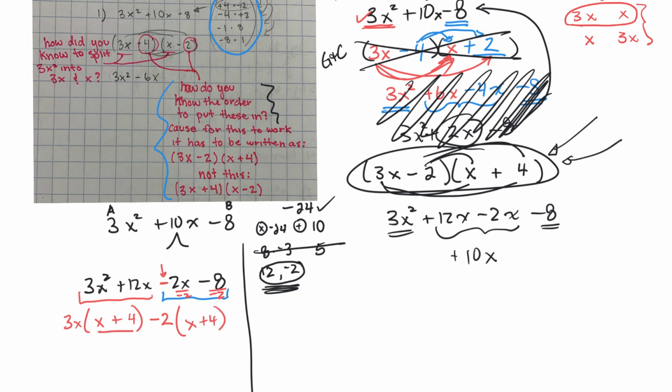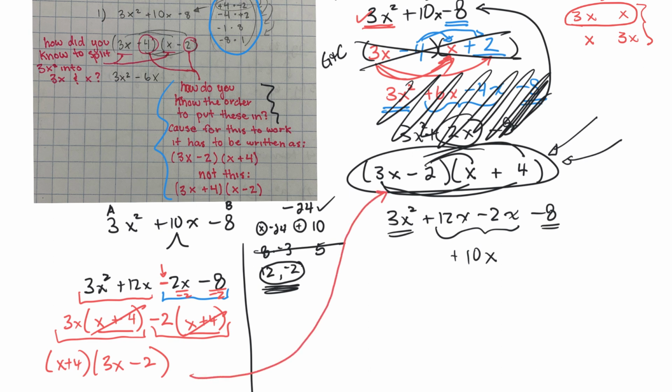Now, as long as this and this match, then I can continue. So then I have a term here and a term here. Each term has an x plus 4. So I can factor that x plus 4 out front. When I take it out of there, I'm left with a 3x. When I take it out of there, I'm left with a -2. And notice that that is the same answer as I got up there.